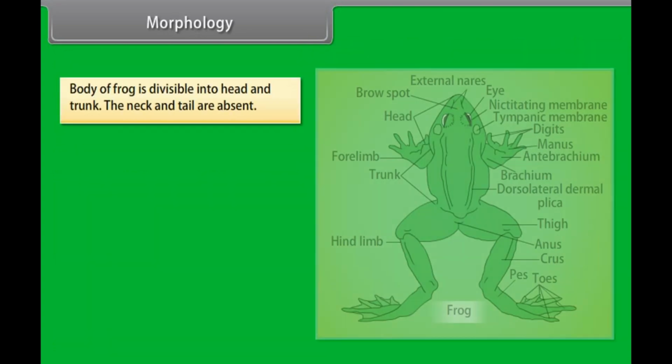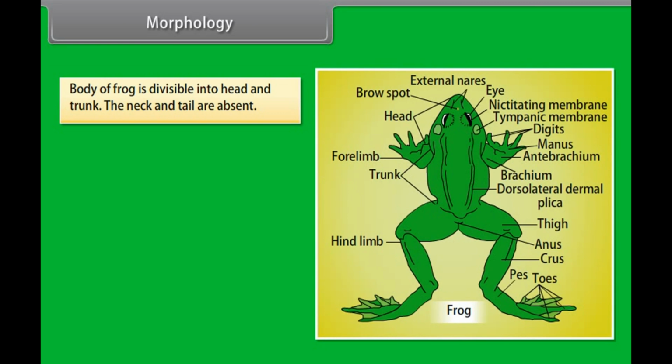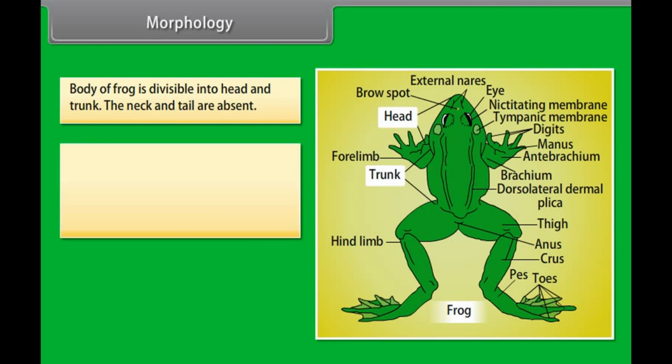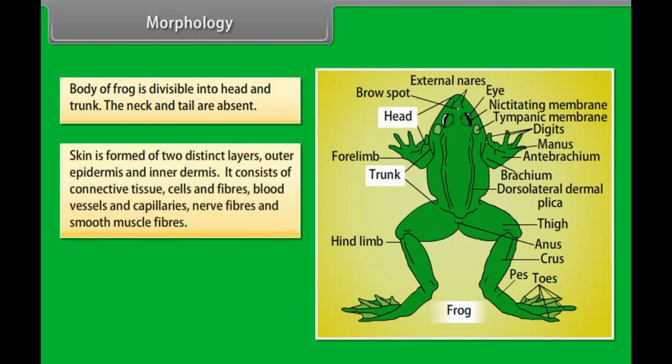Morphology. The body of a frog is divisible into head and trunk. The neck and tail are absent. Skin is formed of 2 distinct layers, outer epidermis and inner dermis. It consists of connective tissue, cells and fibers, blood vessels and capillaries, nerve fibers and smooth muscle fibers.